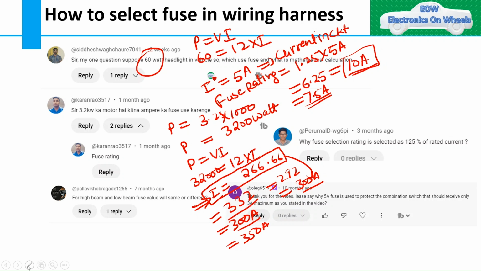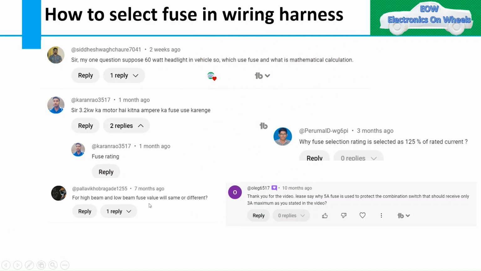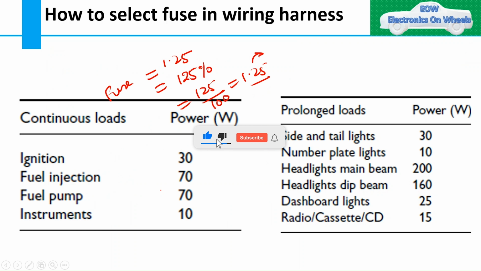Then the other question is, for high beam and low beam, will the fuse value be the same or different? As I earlier also told, the main beam is nothing but the high beam. For high beam we have 200 watt, and the dip beam is nothing but the low beam. For that we have 160 watt of power required. So you can see by this that it is different.